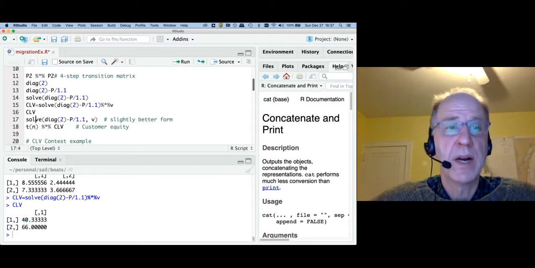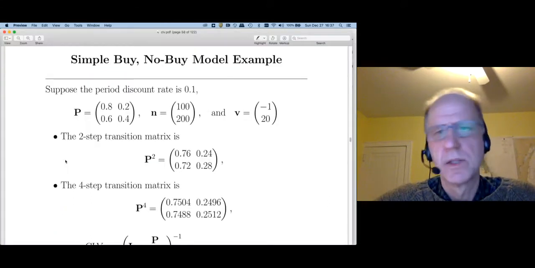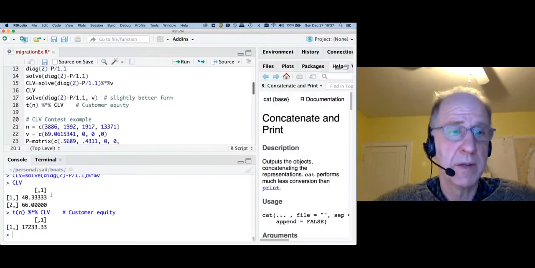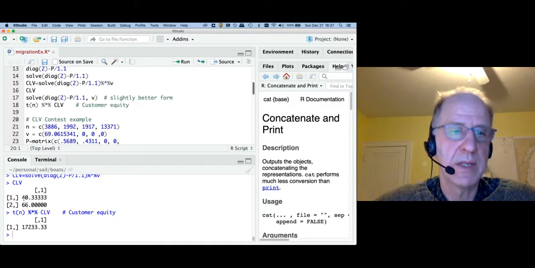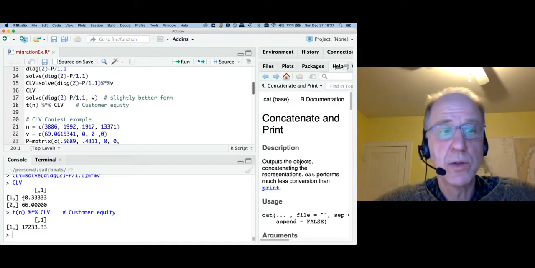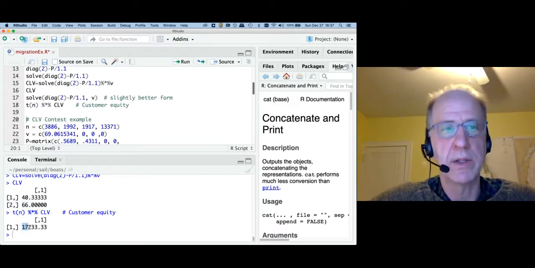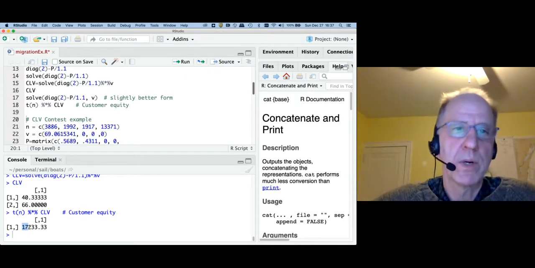To get to customer equity, we would multiply this by n. So we started out with 100 customers in the non-buy state, 200 in the buy state. So if I take 100 times 40, I get $4,000. And then if I take 200 times $66, well, the sum of those two gets me to about $17,000. So that's what this customer database is worth to us.